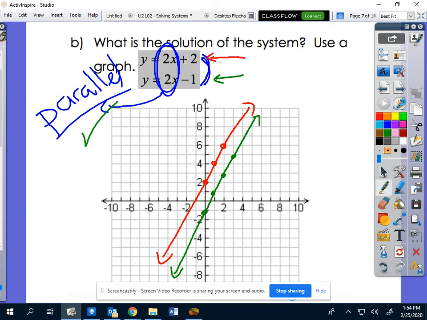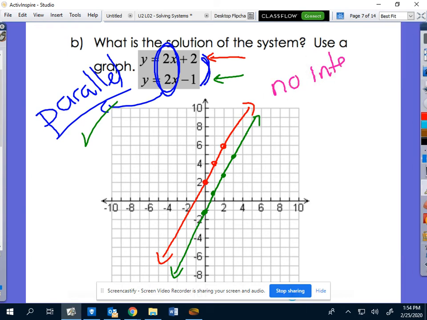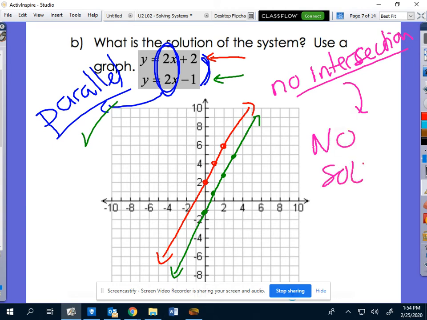It means that they're never going to intersect, right? There's no intersection. So if there's no intersection, then that means that there is no solution. We have no solution at all. So really important that visually we wrap our minds around what this is actually saying.